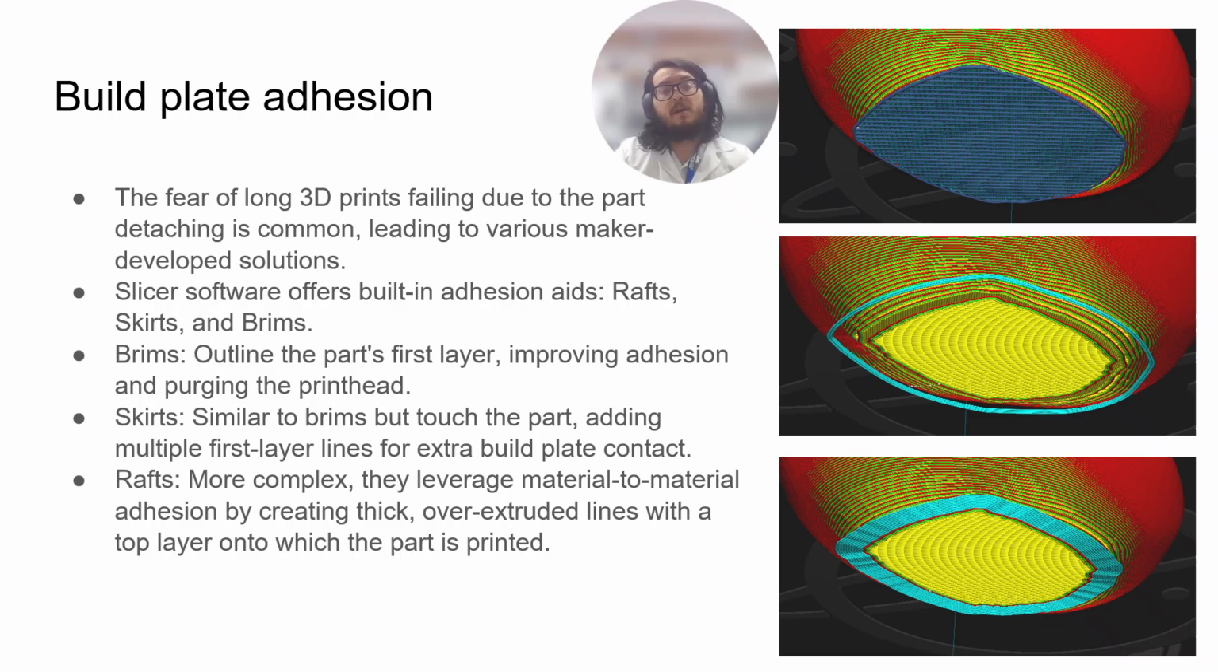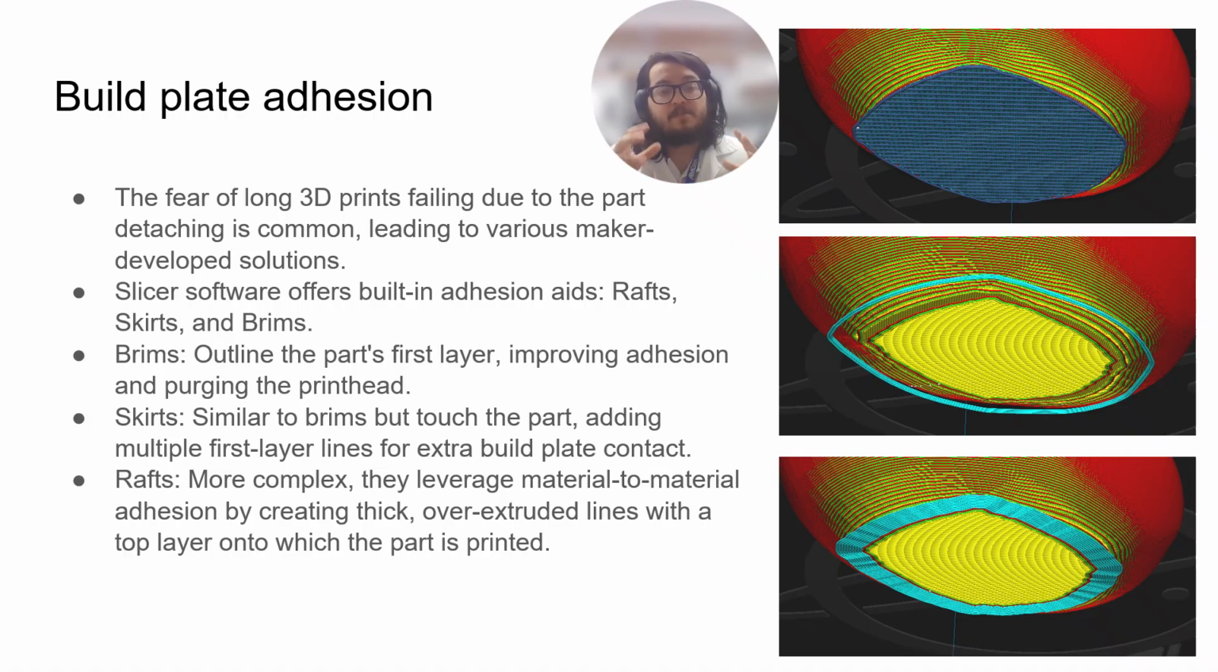Another thing that we can take a look at are those extra structures that we're going to print that are not part of our part itself, and we're going to be starting with the build plate adhesion. Here I have some images of a raft, a skirt and a brim, or a brim and a skirt. Cura calls this a brim and calls this a skirt and this a brim. I didn't learn it that way. I run them different ways, but they're very similar among themselves.